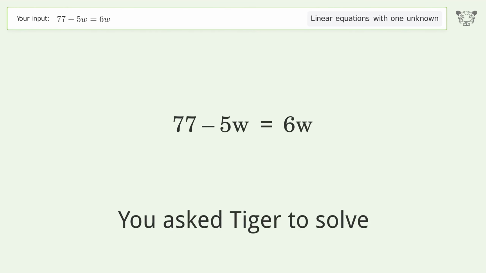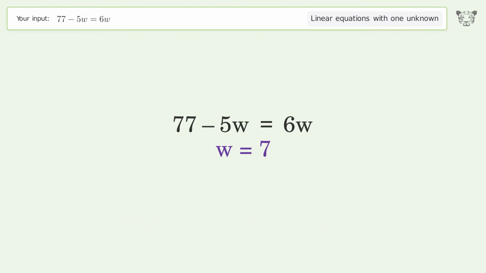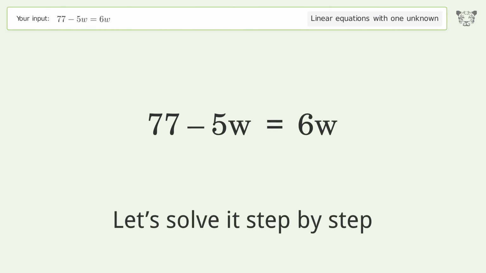You ask Tiger to solve. This deals with linear equations with one unknown. The final result is W equals 7. Let's solve it step by step.